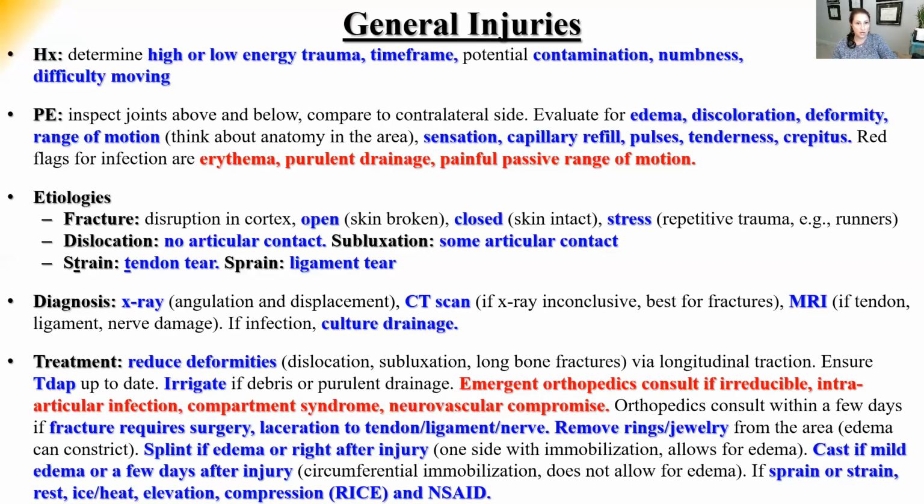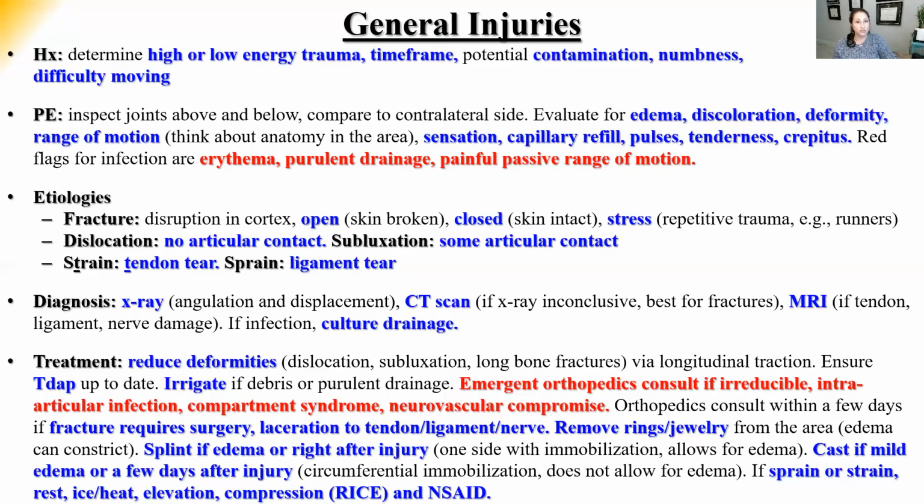Emergent orthopedics consult. This is a good exam question here. If it's irreducible, if it's intra-articular infection, if it's compartment syndrome, if there's neurovascular compromise, you immediately want to get somebody involved. You want to get them to orthopedics within a few days if the fracture requires surgery, or if they have a laceration to a tendon, ligament, or nerve.